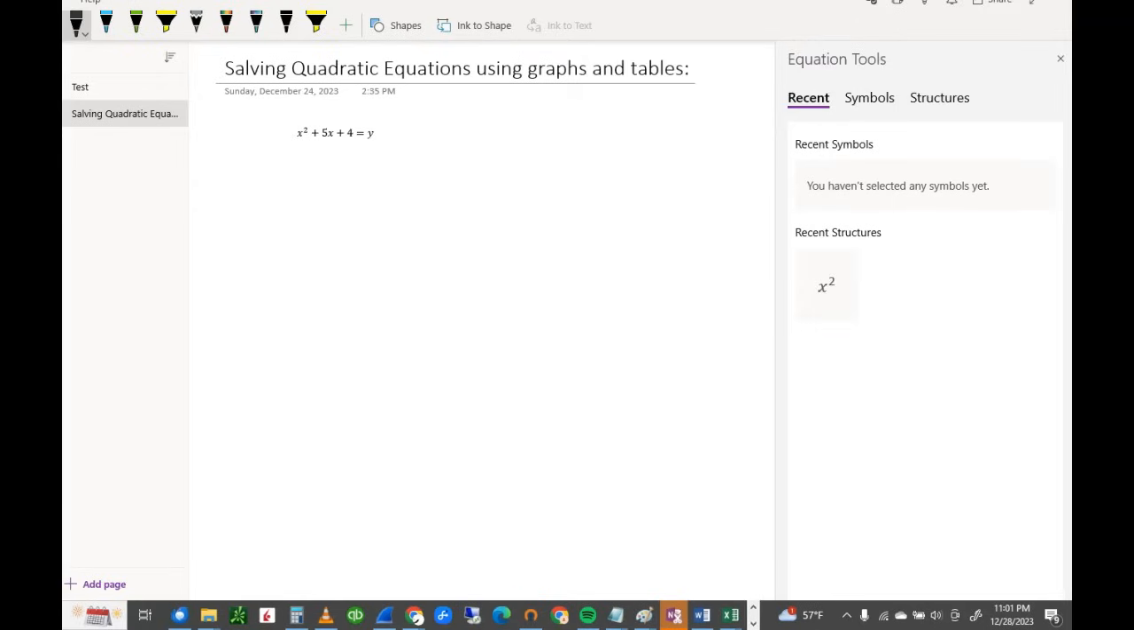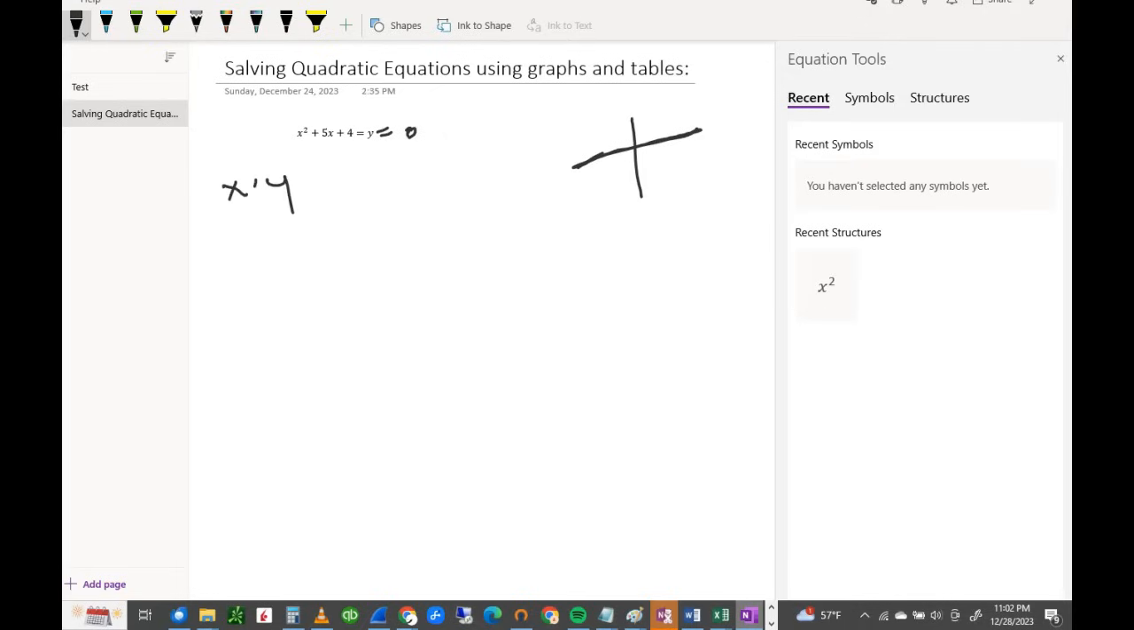Okay, suppose we have this equation, x squared plus 5x plus 4 equals y. First thing we do is set that equal to 0. Because if you have an xy axis, when y is 0, that means x is anywhere along this line. So the easiest way to solve this, we give x the values 0, 1, and negative 1.